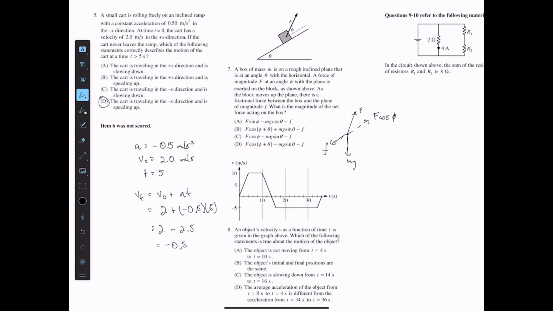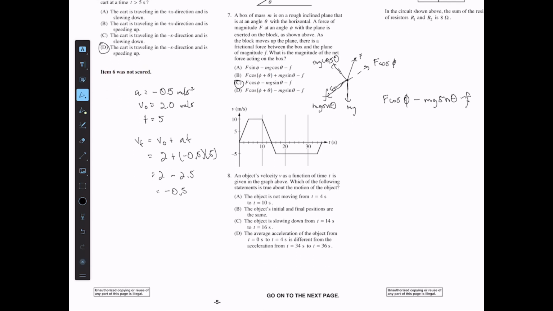There's F here, and then also, honestly, you should just memorize this whenever you see a plane. The component that's parallel to the plane is mg sine theta, and the component that's perpendicular to the plane is mg cosine theta. So the net force is F cosine gamma minus mg sine theta minus F. So C is the answer. Sorry, that was kind of messy.